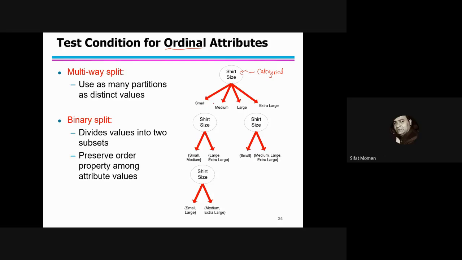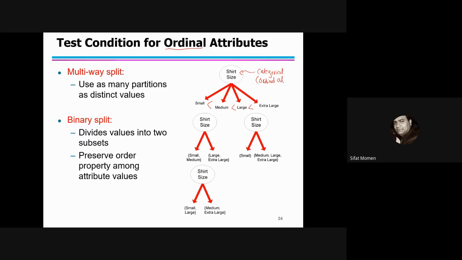Ordinal. Why is it ordinal? Now you see there is a particular relationship, smaller than or equal to or greater than or equal to. Small is smaller than medium, medium is smaller than large, large is smaller than extra large. Right, Nakina? Clear? So that's why it's an ordinal attribute. So shirt size is an ordinal attribute. Clear, Nakina? Yes, sir.